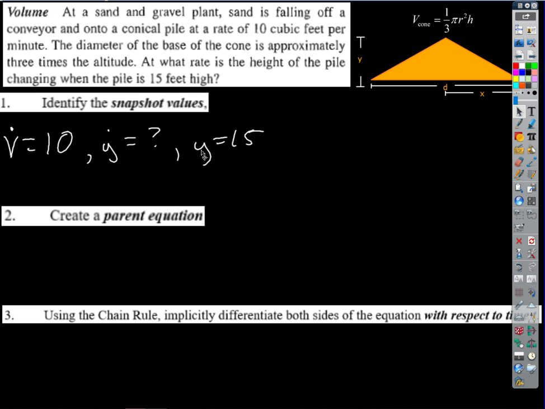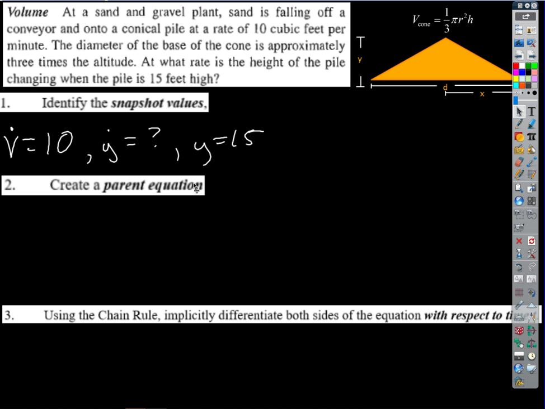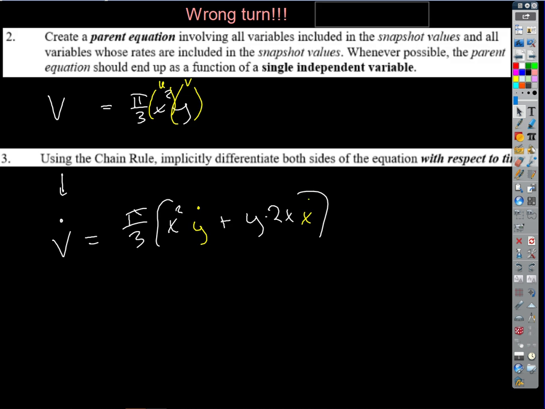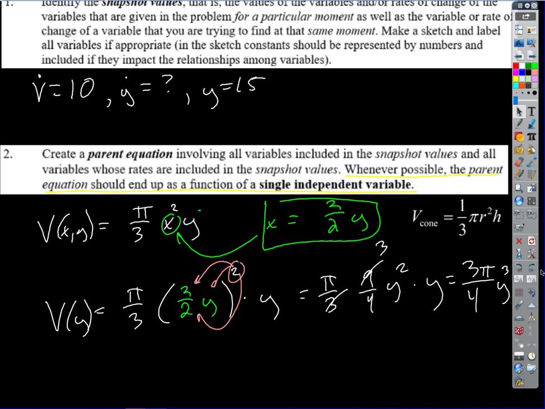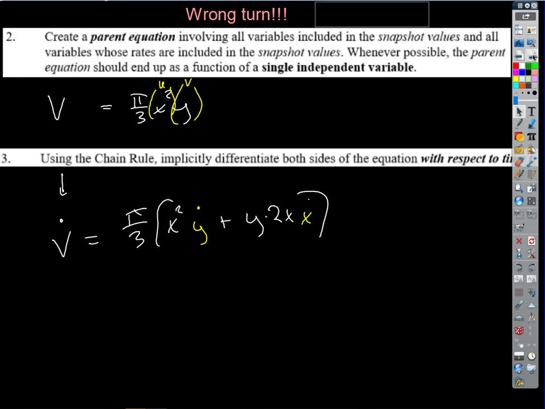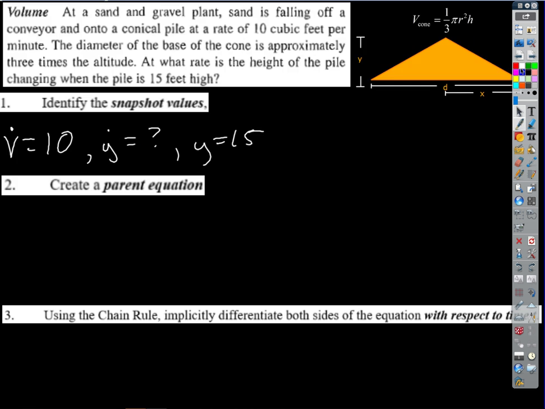Okay, so there's our snapshot values. The parent equation we came up with was this guy, right? 3/4 pi y cubed, I'll remember that. Was it again 3/4 pi y cubed? So there's my parent equation.